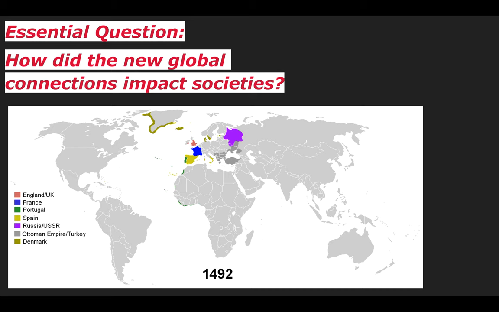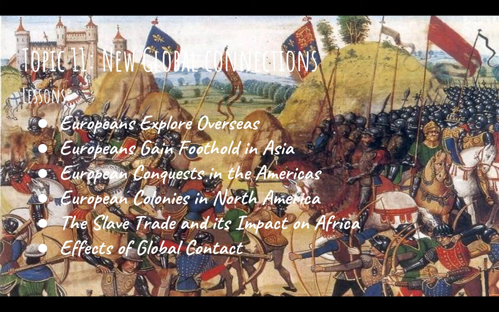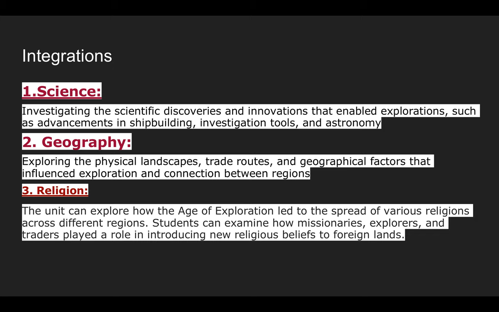The essential question for this unit is, how did the new global connections impact societies? As for topic number 11, new global connections, the lessons are: 1. Europeans explore overseas, 2. Europeans gain foothold in Asia, 3. Europeans conquest in the Americas, 4. European colonies in North America, 5. The slave trade and its impact on Africa, 6. Effects of global contact.